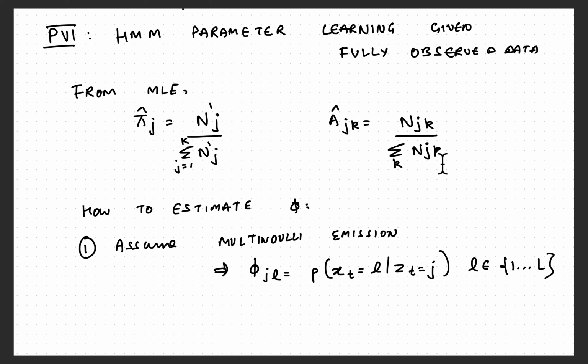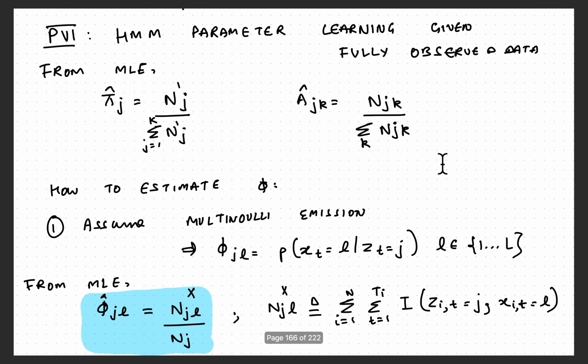We have been talking about this example where we're observing heads and tails, right? So there we have two symbols in the observations and zt equal to j. So at time t, you are in the jth state and you're emitting the Lth symbol, where L could be from 1 through capital L. On similar lines, we can write down the formulation for phi hat of JL. This we write as n superscript x subscript jl divided by nj.